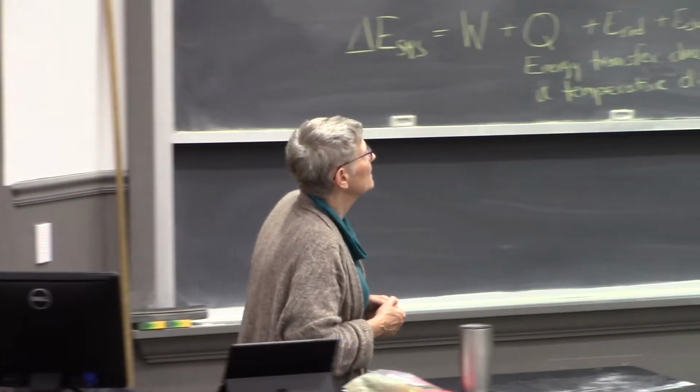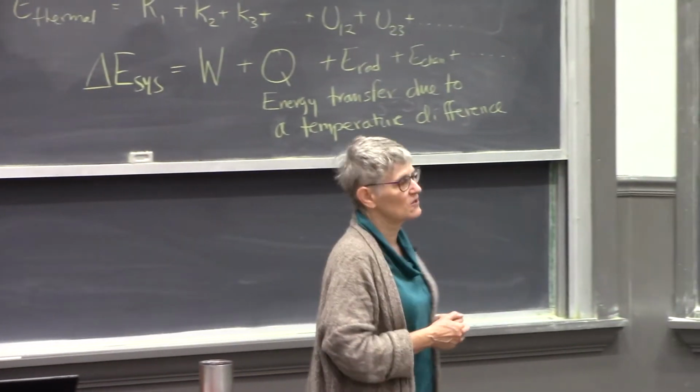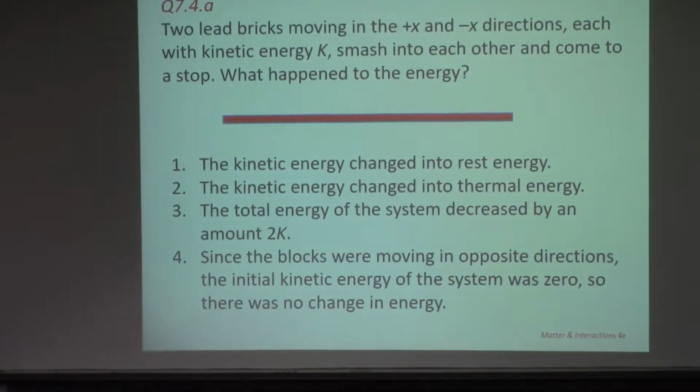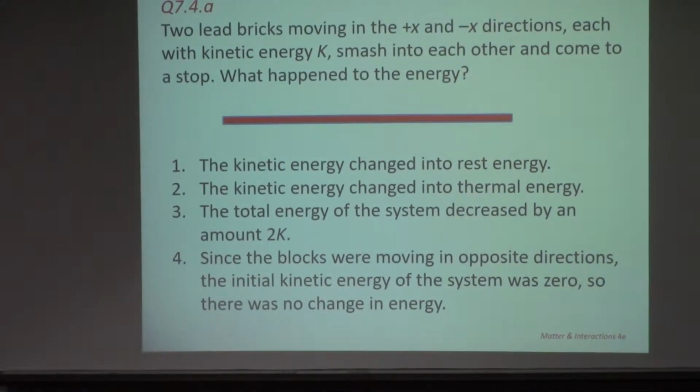Okay, so let's see if we know enough now to answer this question. We have two lead bricks moving toward each other, one in the plus x direction, one in the minus x direction. Each has kinetic energy K. They come smash into each other and come to a stop. What happened to this energy?